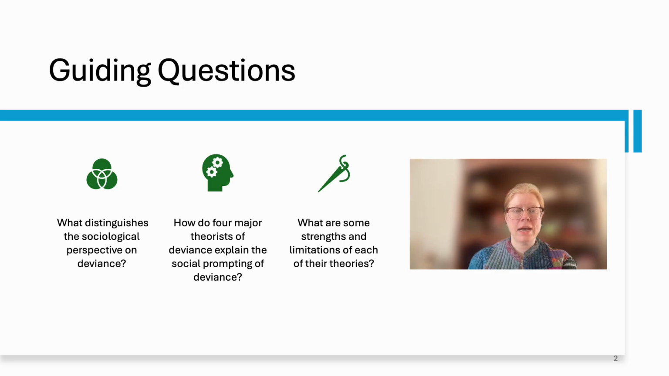Let's talk about some guiding questions that are going to lead our discussion on this topic. First, we need to talk about what makes a sociological perspective on deviance distinct. Next, we want to talk about the 4 major theorists of deviance and explain their theories of social prompting. Finally, we want to ask what are some strengths and limitations of each of their theories.